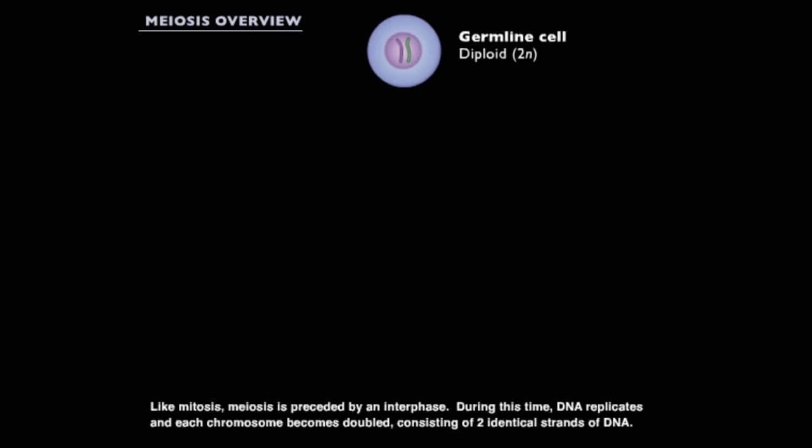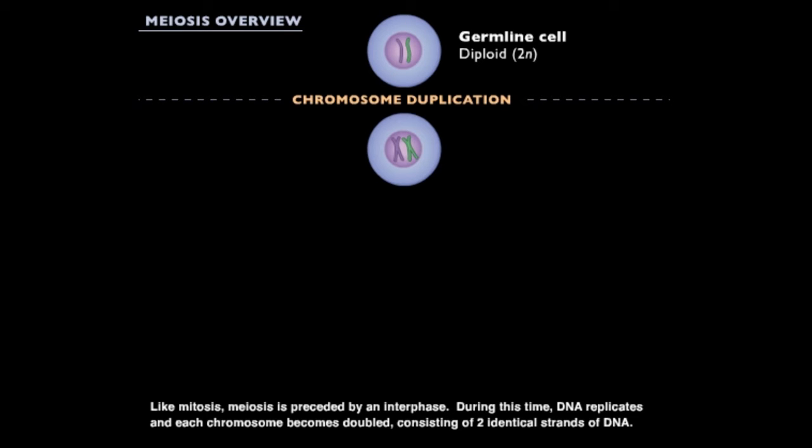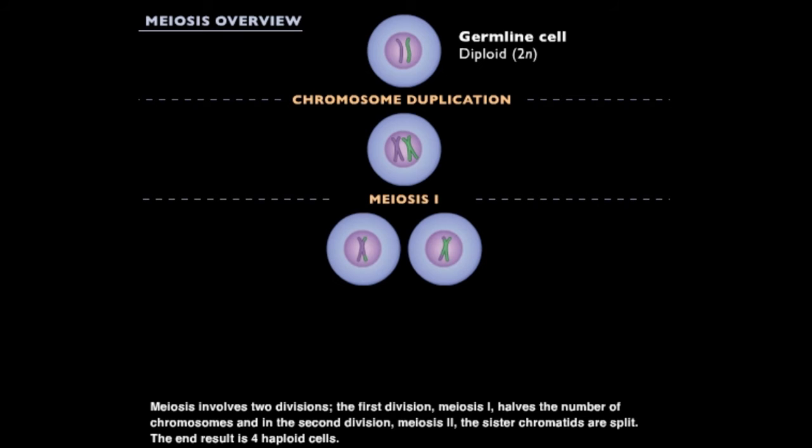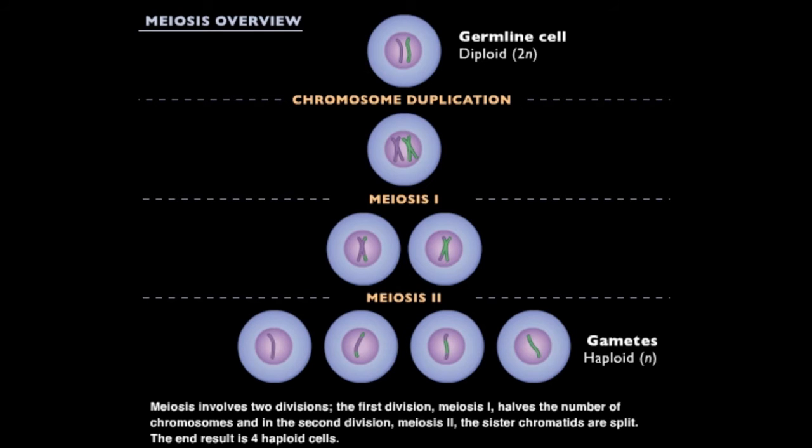Like mitosis, meiosis is preceded by an interphase. During this time, DNA replicates and each chromosome becomes doubled, consisting of two identical strands of DNA. Meiosis involves two divisions. The first division, Meiosis I, halves the number of chromosomes, and in the second division, Meiosis II, the sister chromatids are split. The end result is 4 haploid cells.